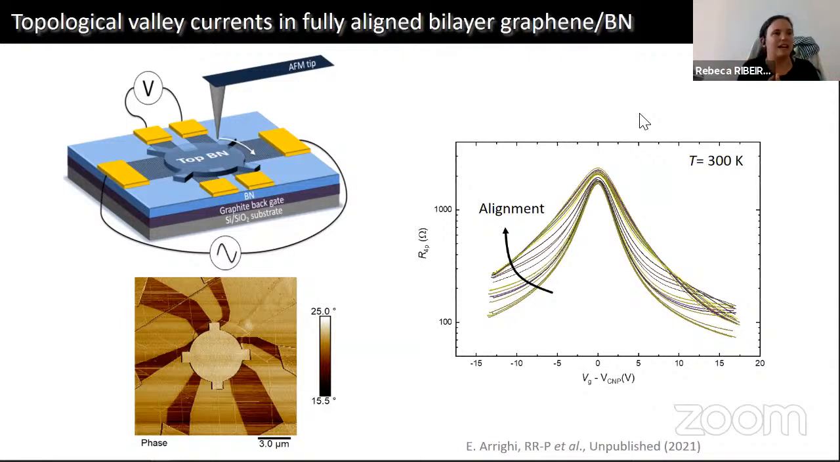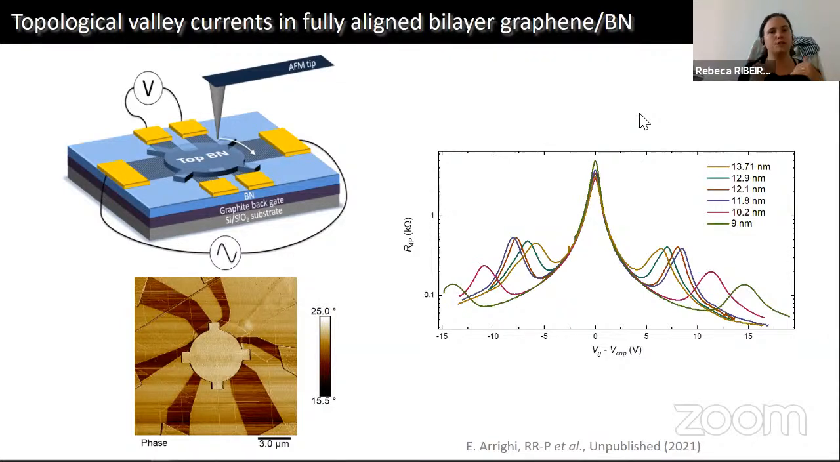So we decided to be as aligned as we could and go down in temperature, where we can really see this satellite peak. We performed this experiment for different alignments. We calculate the Moiré wavelengths from the position of the satellite peaks in voltage. And in fact, we were very happy because we are able to change this Moiré length even in bilayer graphene in a very reproducible way. We placed ourselves in the most aligned position. The title of this is Topological Valley Currents in Fully Aligned Bilayer Graphene. So we are very sure of our angle, and we are very sure that we have the highest degree of alignment that we can achieve.